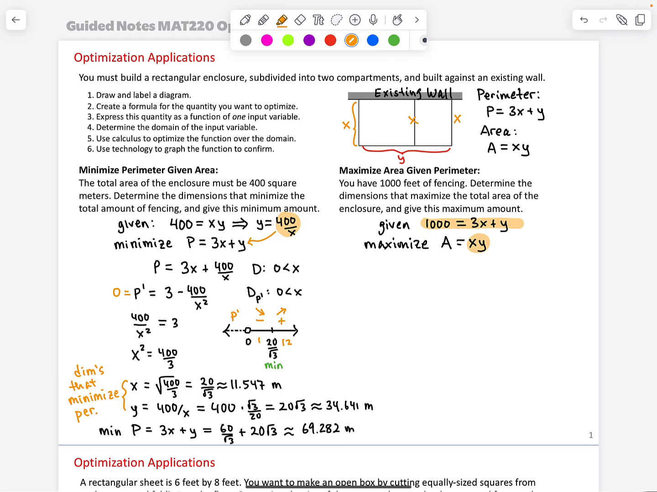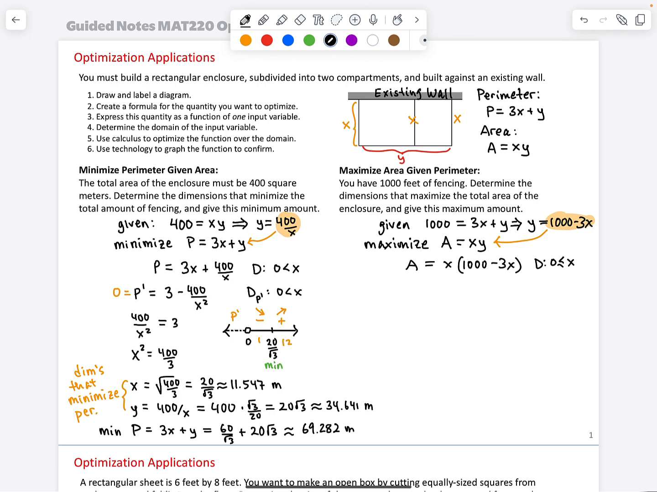We'll do this by solving for y. Solving for y, we get y is 1,000 minus 3x. This expression gets subbed in to our area formula, giving us area is x times 1,000 minus 3x. Our domain, now again, x is a length, so x cannot be negative, but it could be as low as 0 in this case. If x were 0, that would simply mean that we use all 1,000 feet of fencing for the y length, but that would produce an area of 0, so not ideal.